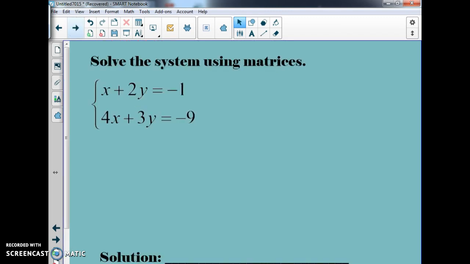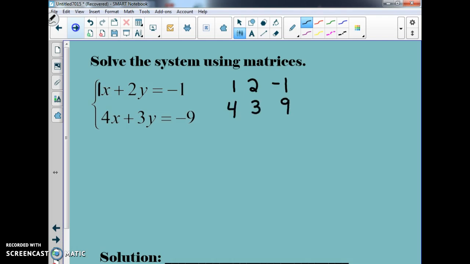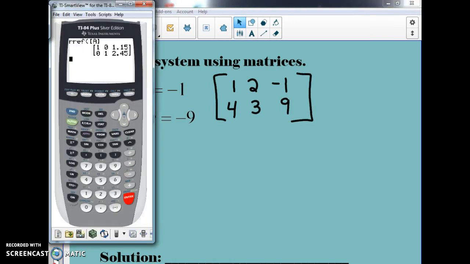So we're going to solve this system using matrices. So the matrix I'm going to enter in is going to be based on these coefficients. The coefficient on x is 1. So my coefficients would be 1, 2, -1, and then for my second equation, 4, 3, and the constant -9. This is what the matrix is going to look like that I'm going to enter. So now I'm going to go ahead and do that.